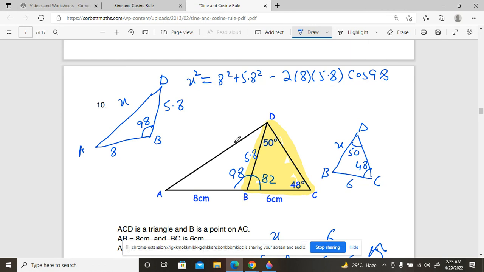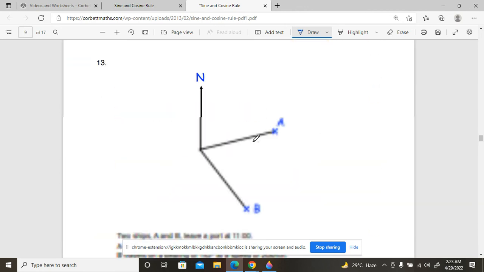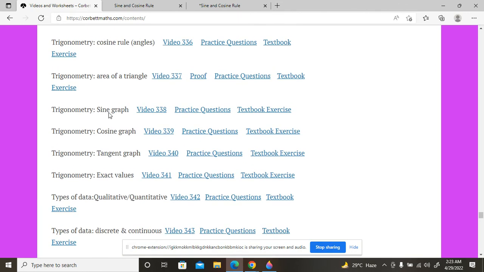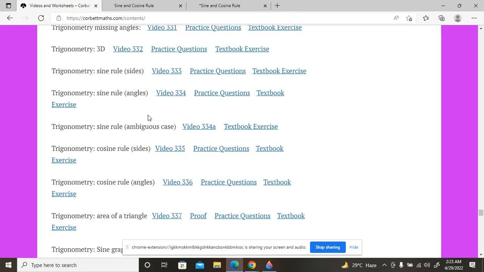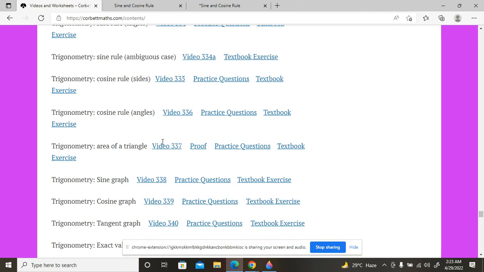These are the worksheet questions, and I have told you many times that if you want to see the worksheets, you can use this site. This is very helpful to all the students of O levels, A levels, even matric students can use it. It has all the questions, for example, the videos I made on the sine graph, cosine graph, tangent graph, and area of a triangle are available, and the cosine rule angles worksheet is available.